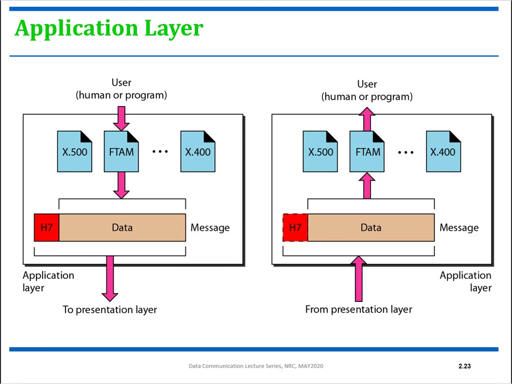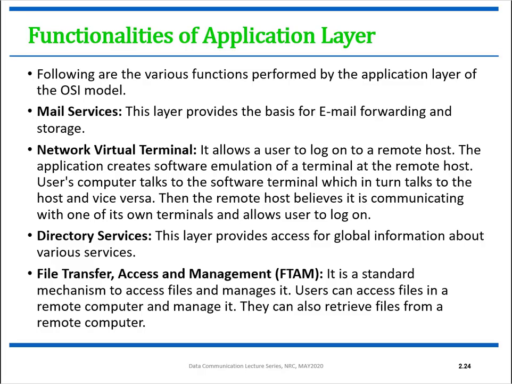And the last layer of the OSI model is called the application layer. Here, the application layer receives the data from the user. So all kinds of user applications are the responsibility of the application layer, right? If we see the functionalities, the first one is mail service. The email that we are currently using is a service of the application layer. Then network virtual terminal, directory service, file transfer, and remote access, which is the network virtual terminal, as you see. So all kinds of user services are provided by the application layer, right?